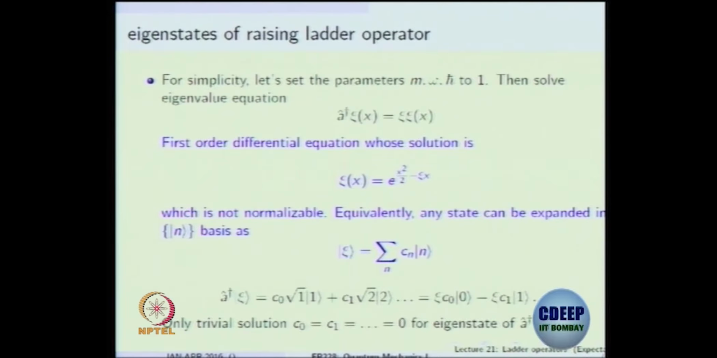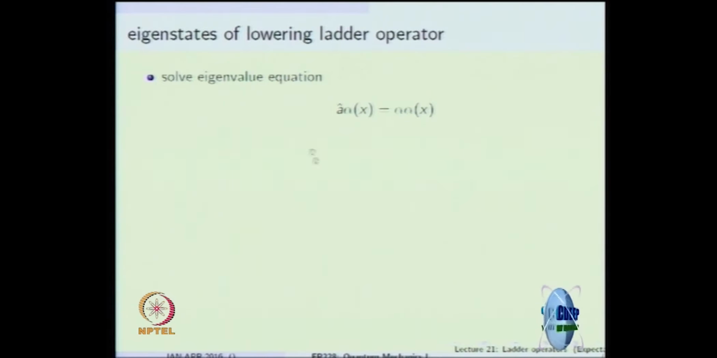Let's redo the same thing for the A operator. For the A operator, the only difference is that the differential operator here will have a different sign. This plus iP became minus iP or vice versa. Can you do it? And tell me what you will get. Try to do that.